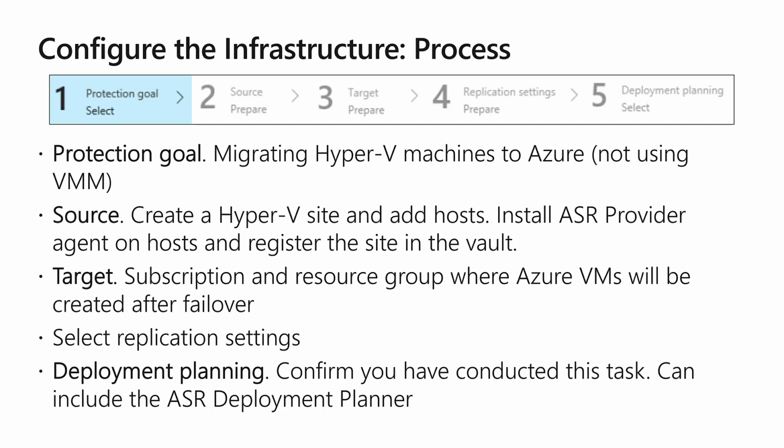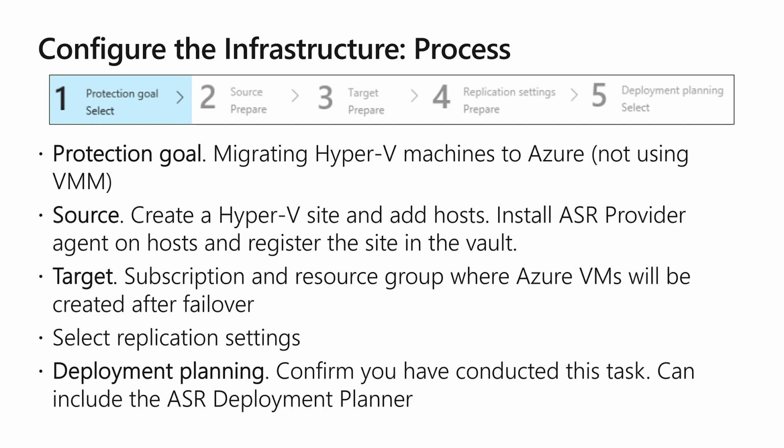So we need to create a Hyper-V site, so basically the location where that Hyper-V server is, and then we can start adding the hosts from that environment. And what we need to do is install the site recovery provider onto those hosts and register them, and effectively that will start showing the virtual machines that are installed on those hosts up in the Azure portal, so that we can start determining what we want to do with them.